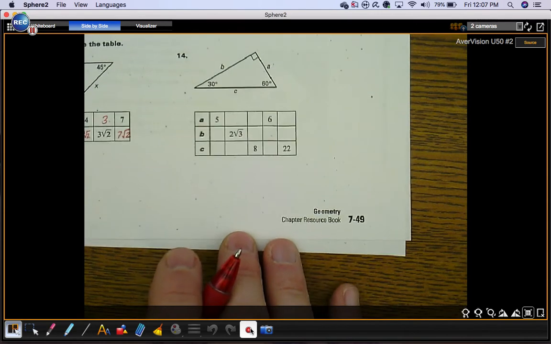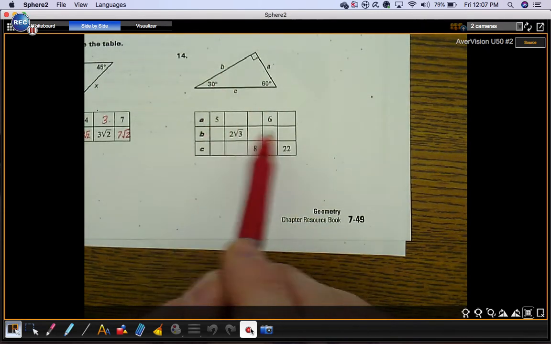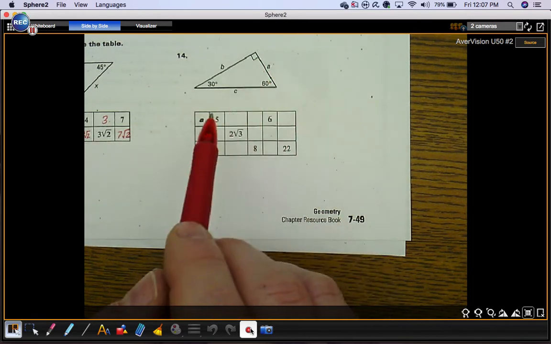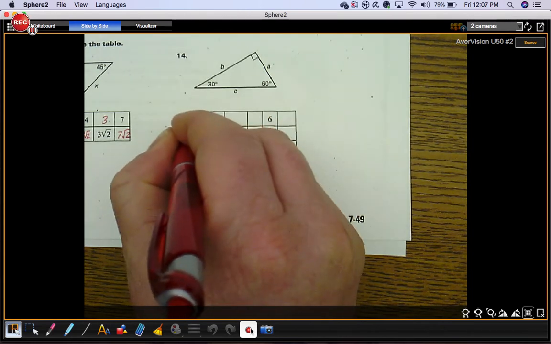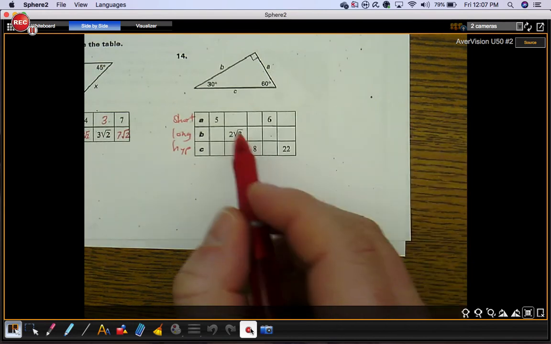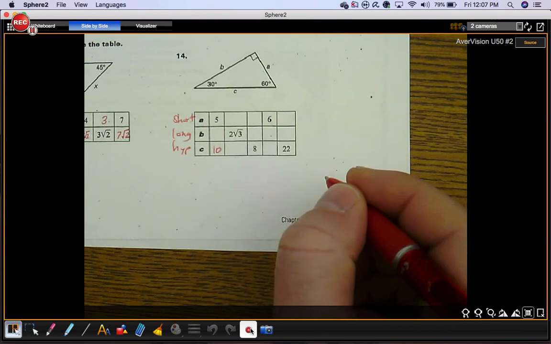Number 14 is also a 30, 60, 90 triangle. Remember, we're using one model with a bunch of problems. That's why this table is here. So notice how A is your short leg. So if that helps you, short, long, hypotenuse. If your short leg's 5, your hypotenuse is twice as big.